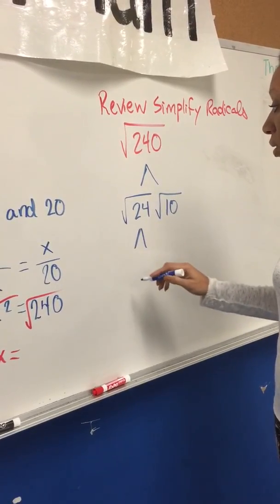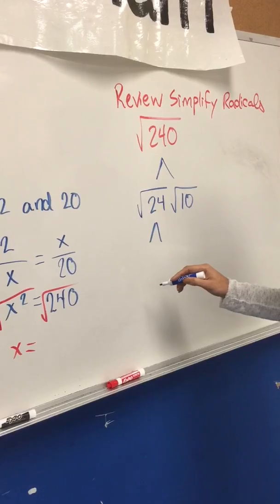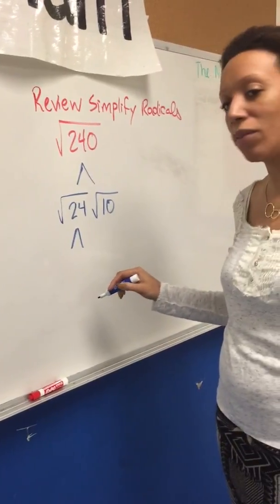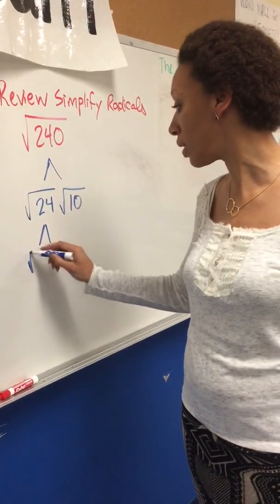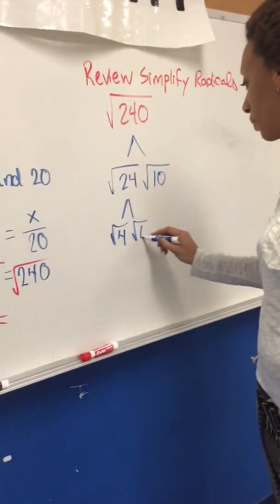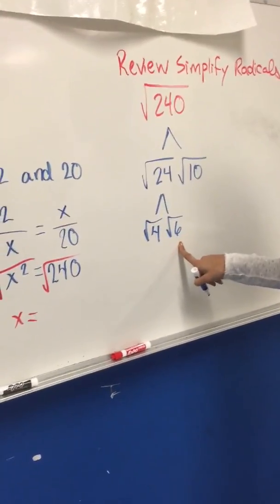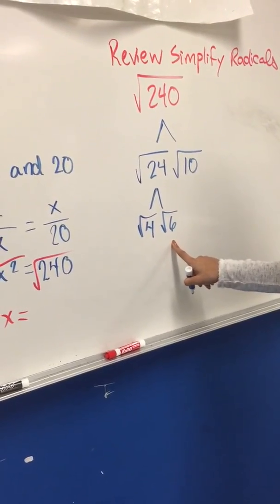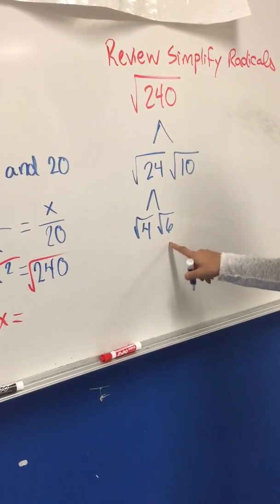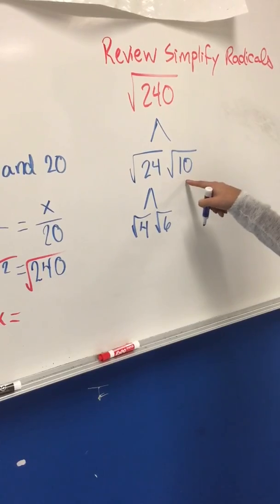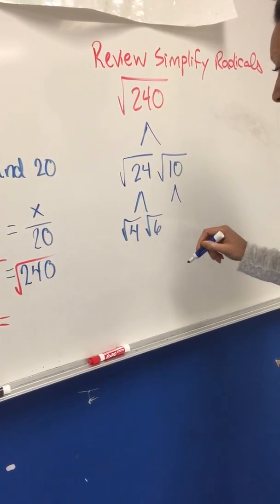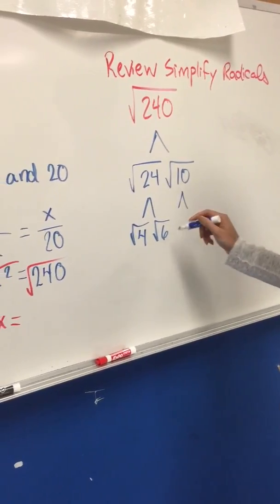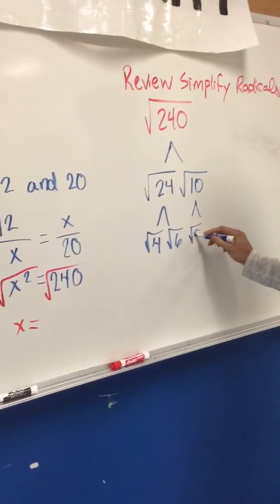So 24 is going to be, can I find a perfect square in 24? 4 and 6. If you said 4 and 6, that sounds good to me. Can I break down 6 anymore? 2 times 3. Nope, no perfect squares in that, so that's all I can do. What about in 10? Can I break down 10? 5 and 2? Yep, that's all I can do is 5 and 2.